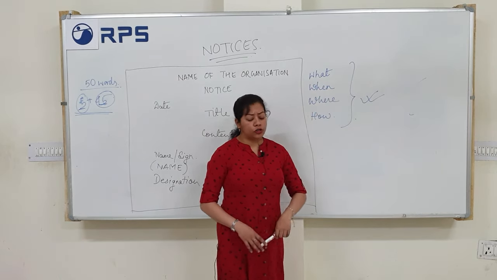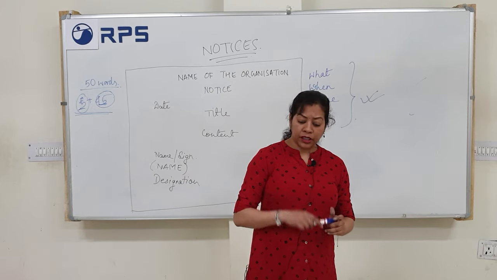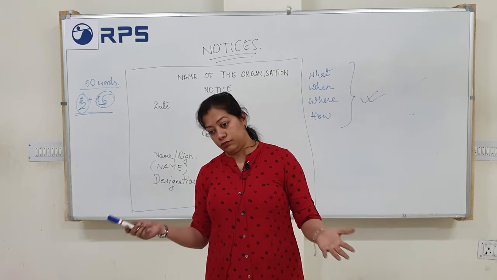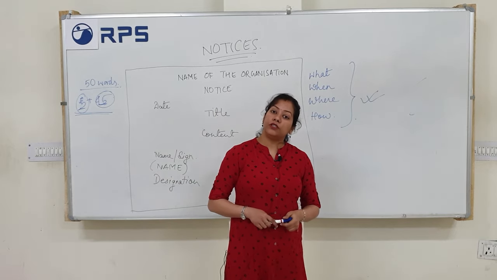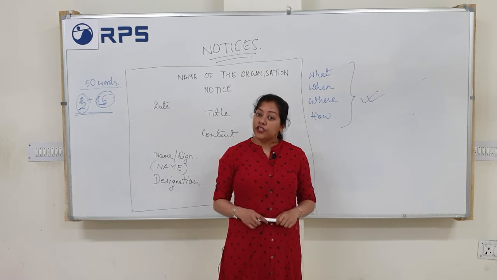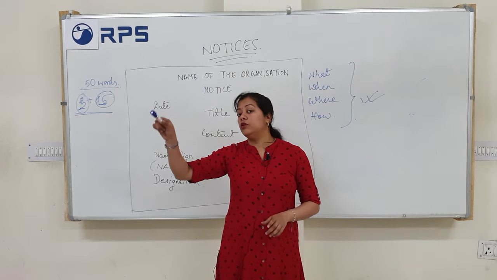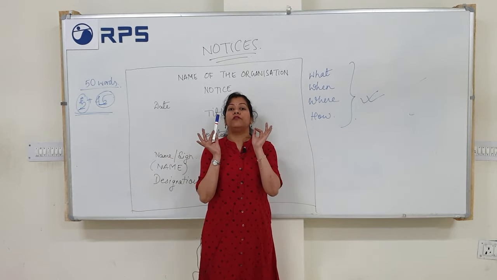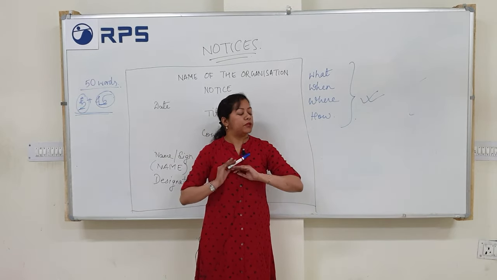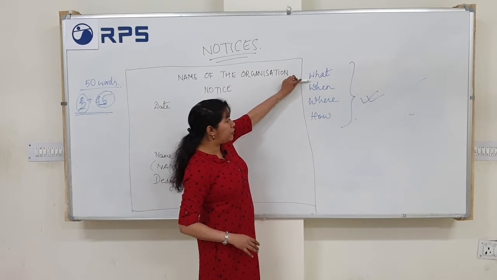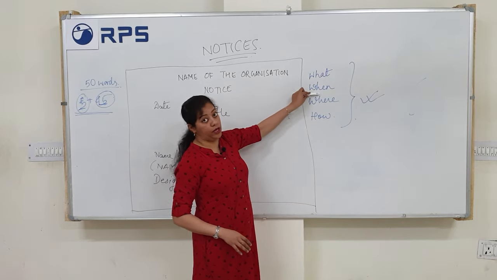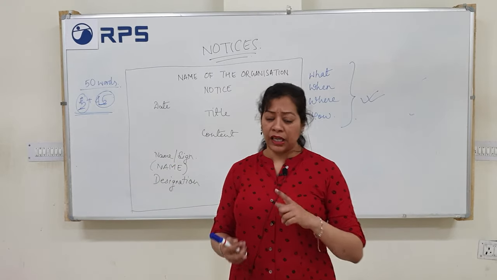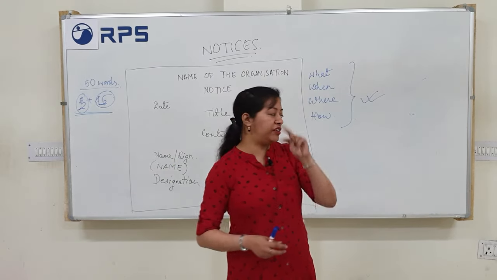Suppose in another question we can take: your school is going to organize an inter-school football tournament. So draft a notice about it. So what will be the what of your notice? It will be that inter-school football tournament. Understood? So the purpose of your notice must be very clear in the content. You have to be particularly clear with that. So that forms the what. Now next step, that is the when. When means the time period. It consists of date and time, both the things. You have to address that as well.